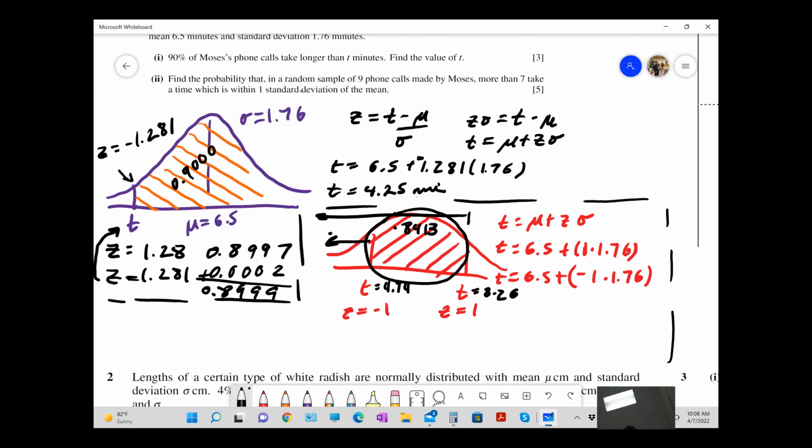You get 0.1587 here. And now if you subtract these, the area in between is 0.8413 minus 0.1587.